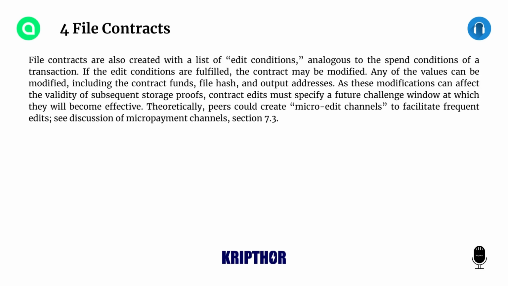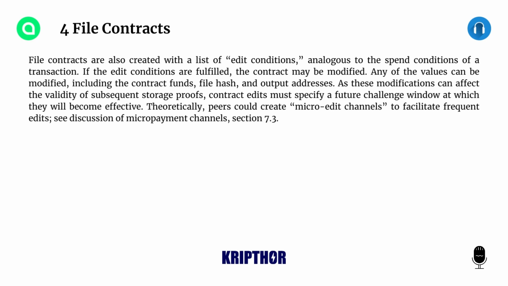File contracts are also created with a list of edit conditions, analogous to the spend conditions of a transaction. If the edit conditions are fulfilled, the contract may be modified. Any of the values can be modified, including the contract funds, file hash, and output addresses. As these modifications can affect the validity of subsequent storage proofs, contract edits must specify a future challenge window at which they will become effective.